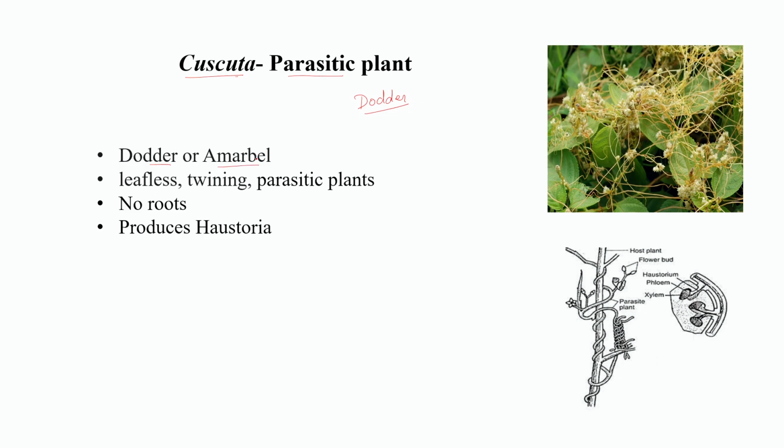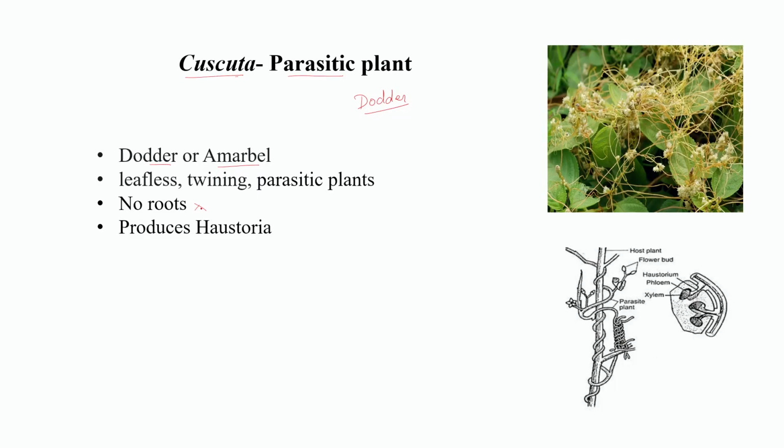Now it is highly parasitic. Highly parasitic means it is completely dependent on the host plant, so much so that it does not produce its own leaves. No leaves, no roots. It's a leafless plant. So you can imagine how parasitic it is, that it does not require even a leaf. It is completely dependent on the host plant.